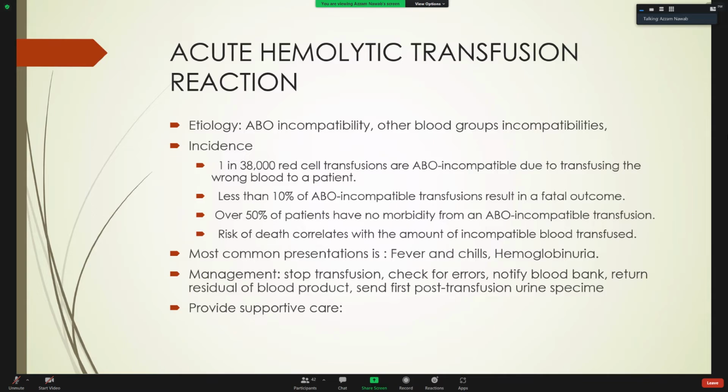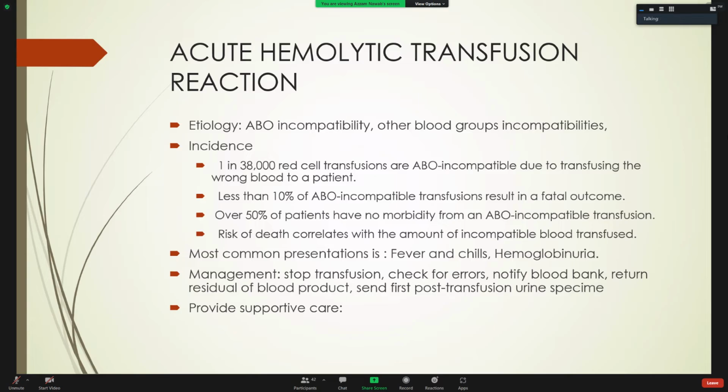Okay. Acute hemolytic transfusion reaction usually happens if there are errors of ABO compatibility or other group incompatibility. It happens about 1 in 38,000 RBC transfusions due to transfusing the wrong blood to the patient. Less than 10% of ABO incompatible transfusions result in a fatal outcome. Over 50% have no morbidity from ABO incompatible transfusion. Risk of death correlates with the amount of incompatible transfusion. The more that we give, the higher the risk.